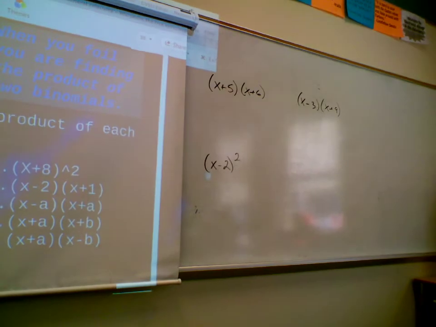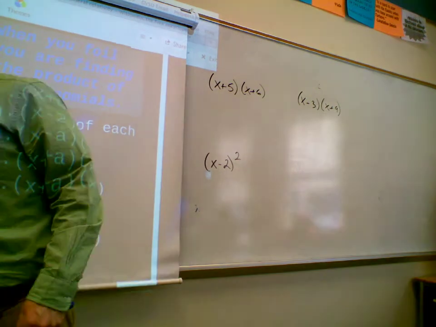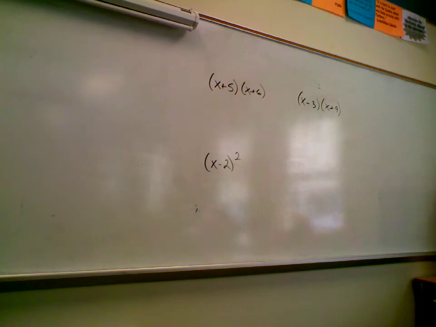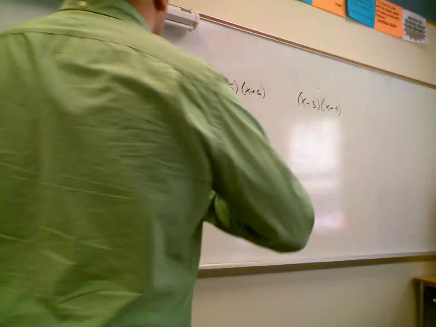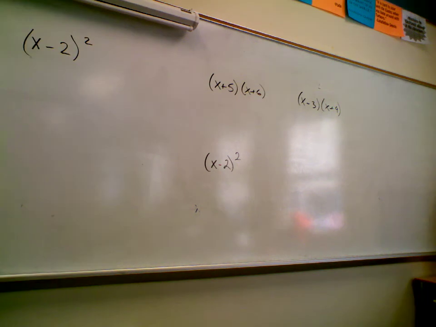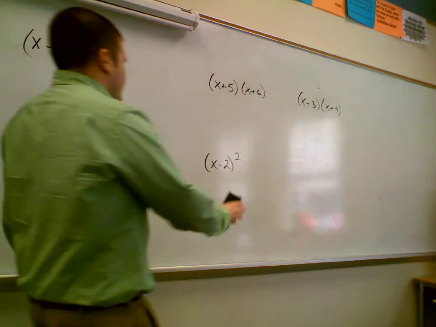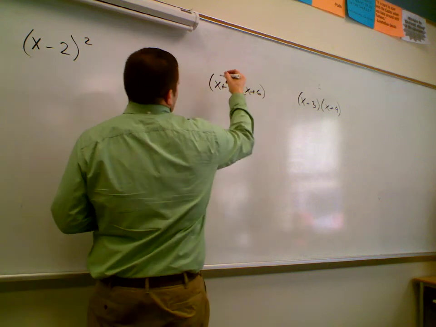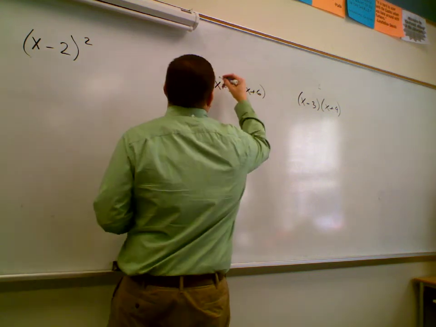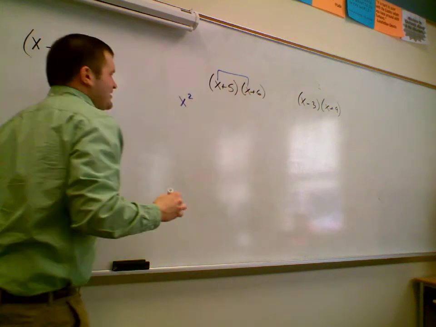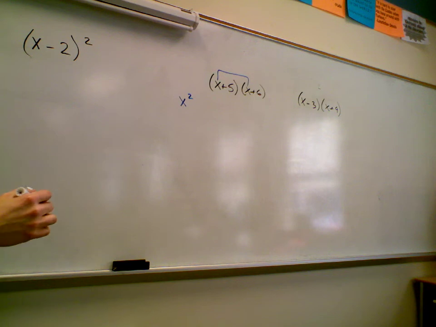Let's try a couple more examples. On your sheet, look at A, B, and C. Let's start with A. X plus 5 times x plus 6. FOIL says first means which ones get multiplied? X and x, right? That makes x squared.